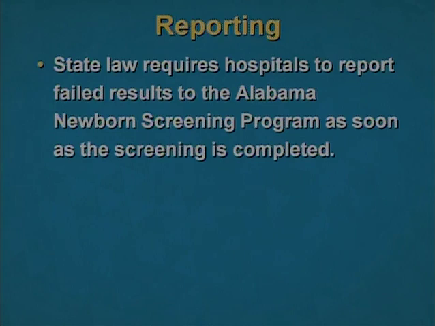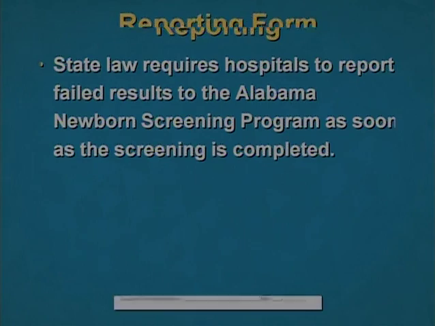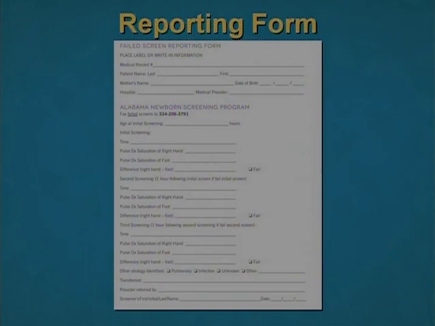State law requires hospitals to report failed results to the Alabama Department of Public Health as soon as a screening is completed or shortly thereafter. Currently there is a reporting form available on the newborn screening website for reporting the failed results to the state. This reporting form should be completed and submitted to the fax number that's shown on this form, 334-206-3791.